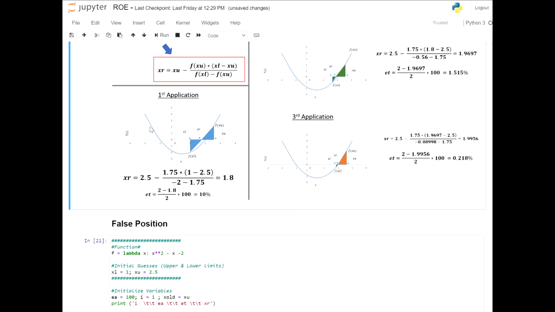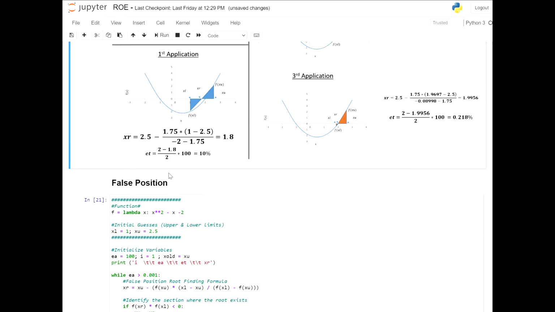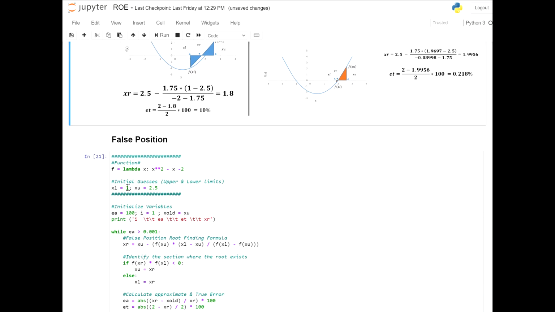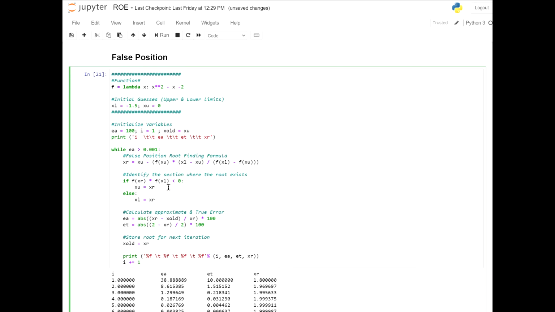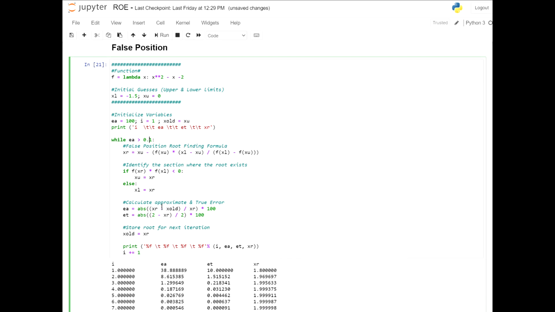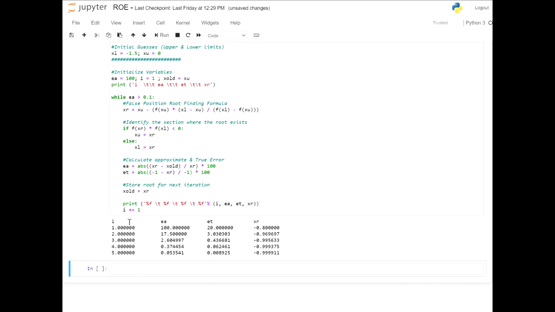So if you remember, this equation actually has two roots. So let's find the root at -1. I'm going to do a lower limit of -1.5 and an upper limit of 0. Let's examine it at 0.1, and let's change the true error here to -1, and this one as well to -1. So still 5 different iterations to find the -1 root at an approximation below 0.1%.